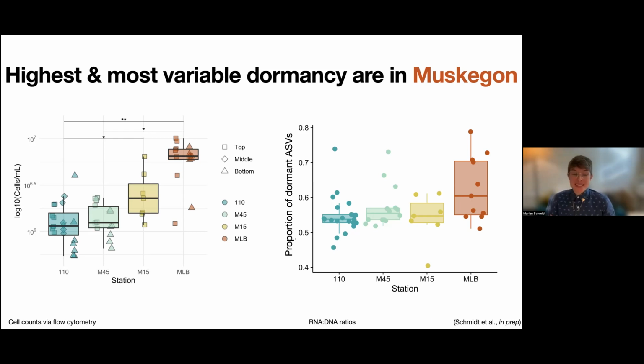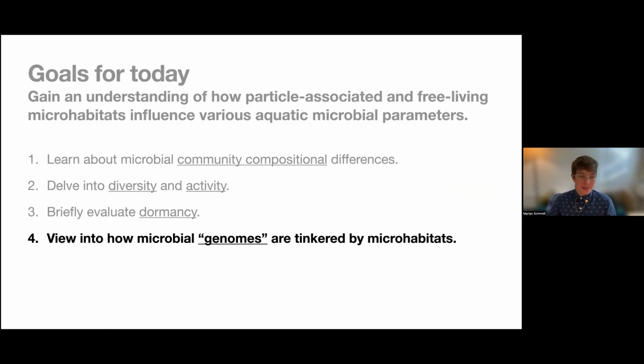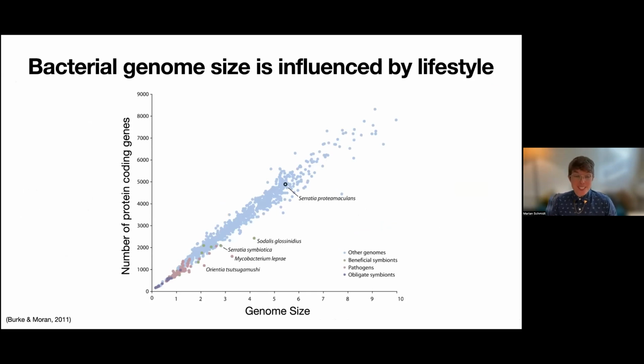So now I want to take a moment and zoom back into these microhabitats and view how genomes, and here I'm using genomes in quotes because they're created from metagenomes, are tinkered by these two microhabitats. I want to start with this plot, which shows that bacterial genome size is influenced by lifestyle. This is one of my favorite plots in microbiology because not only does it show this beautiful, almost perfect correlation between genome size and the number of protein coding genes, but it also shows some fundamentals.